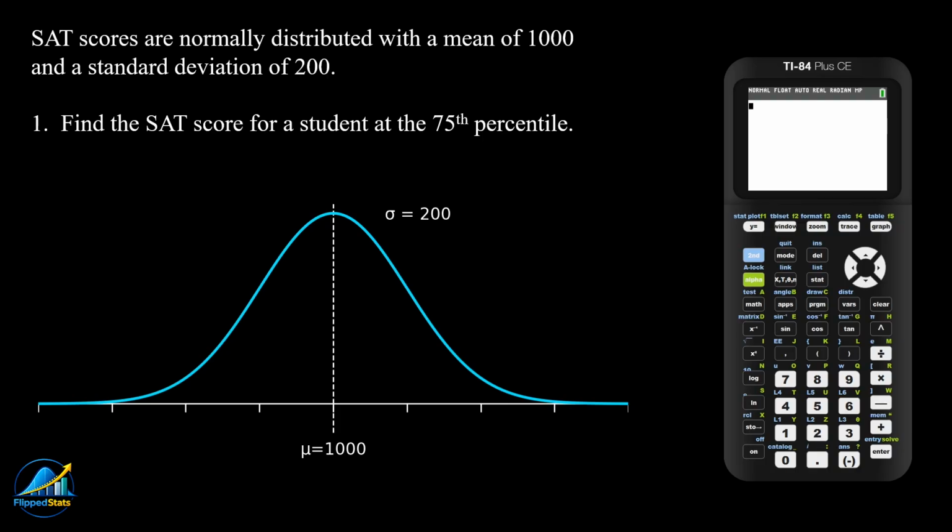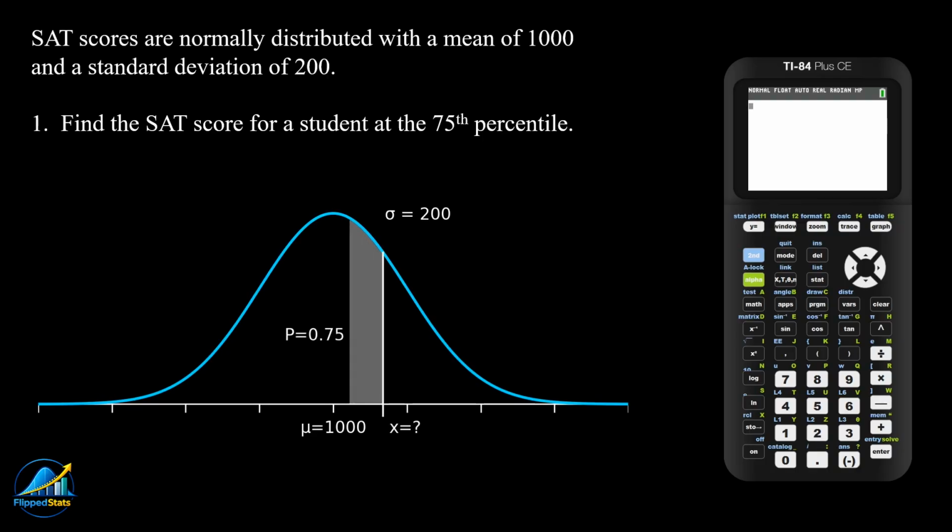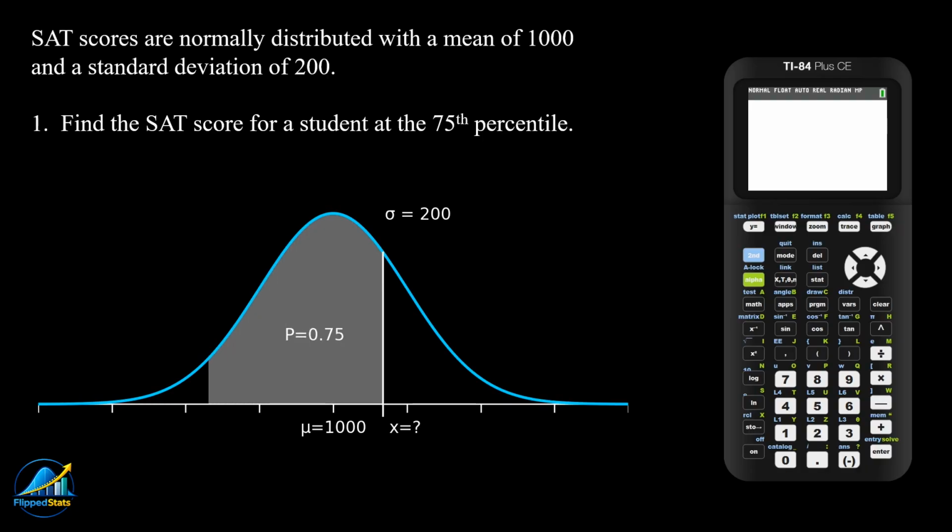So we're going to use inverse norm to solve three different types of problems in the context of this simple normal distribution for SAT scores, where we're given a mean of 1,000 and a standard deviation of 200. For our first question, we're asked what the SAT score is for a student at the 75th percentile. It's probably wise to shade in the corresponding region so we can use estimation to check our answer.